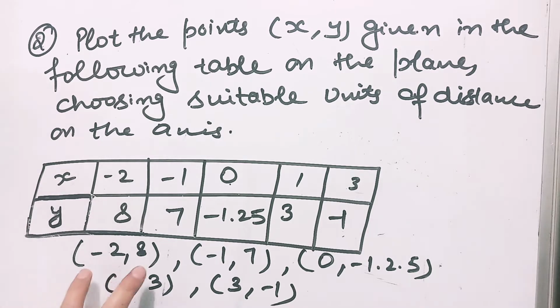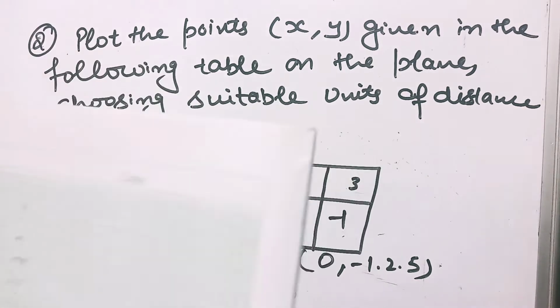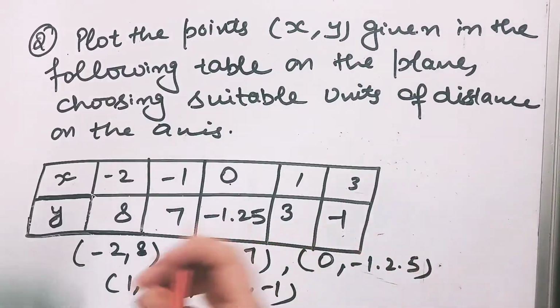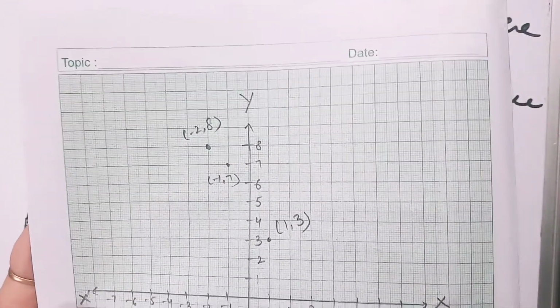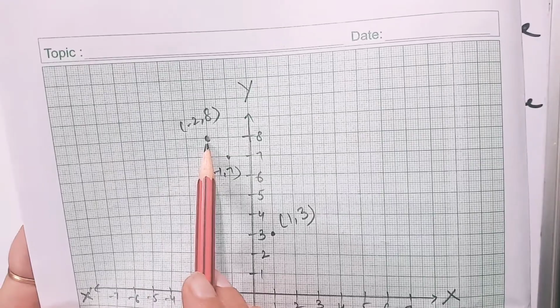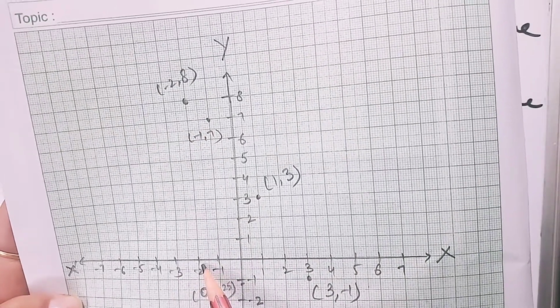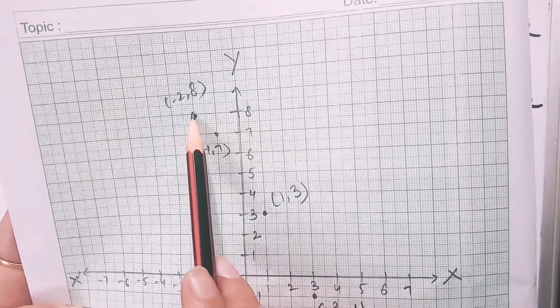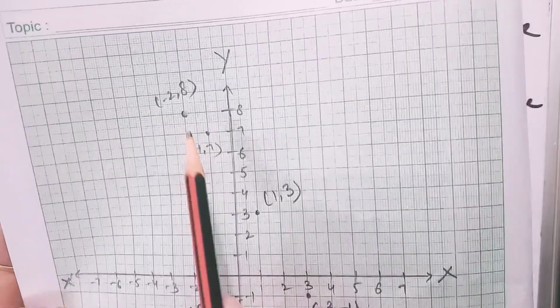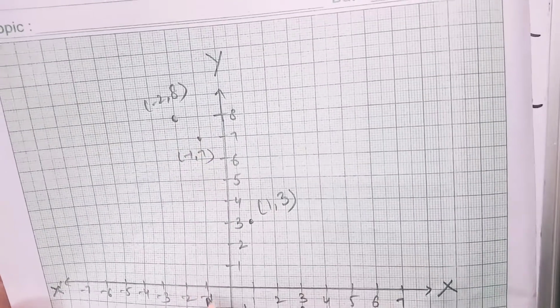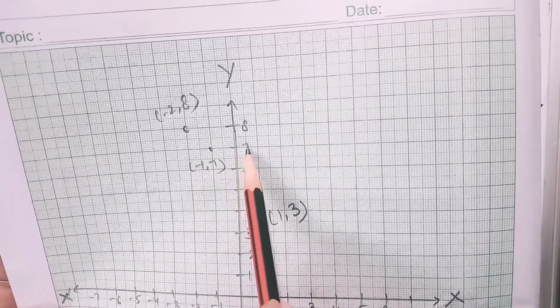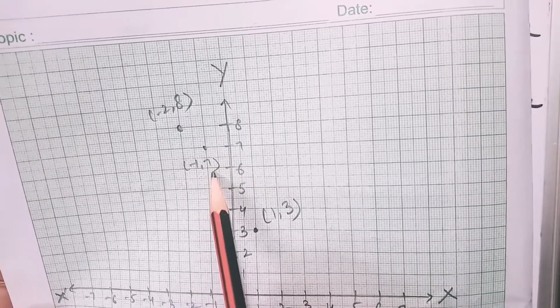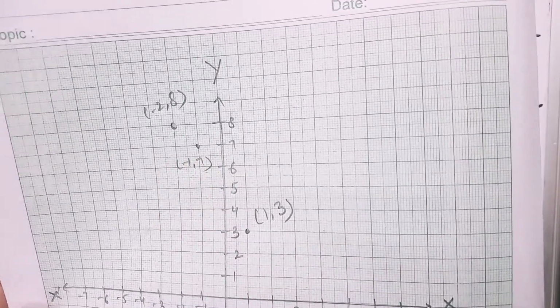So in coordinate form these can be written as above. How will we plot these points in the Cartesian plane? See, in this graph, the first point is -2, 8. X is negative and y is positive 8. And the next point is -1, 7. X is -1 and y is 7. So this point is also in the second quadrant.